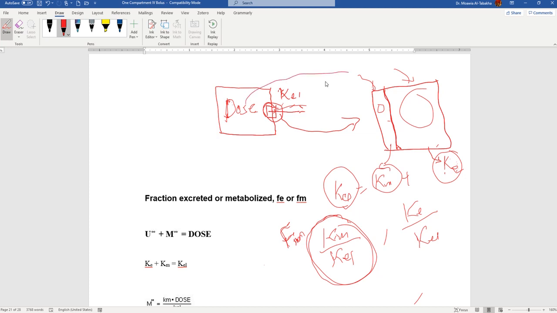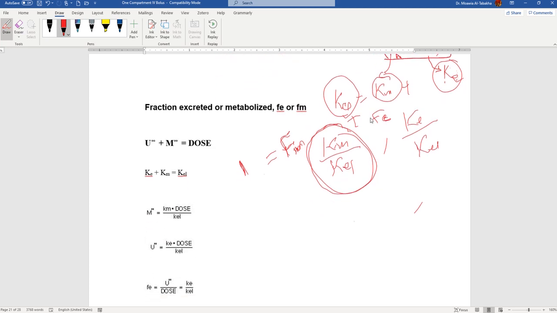Because the dose will go through both windows depending on their sizes. So the fraction of the dose metabolized will depend on the size of the window Km compared to the total size. The same thing, the fraction that is excreted depends on the window for excretion divided by the whole window. Okay, so this gives me Fm and this gives me Fe. Now Fe plus Fm should give me 100%, meaning 1, fraction 1.